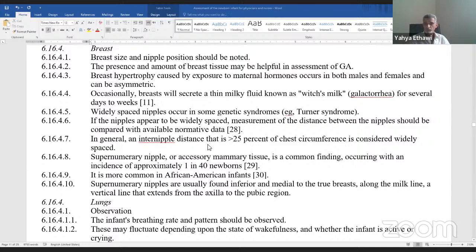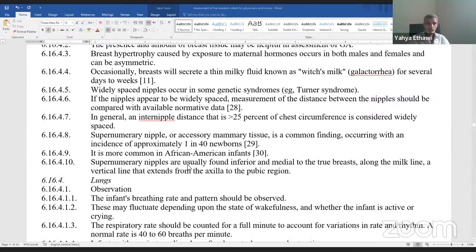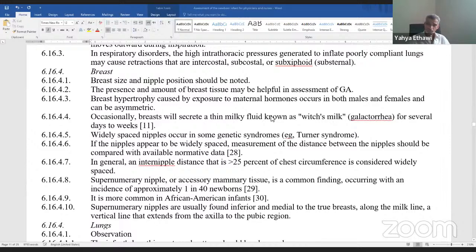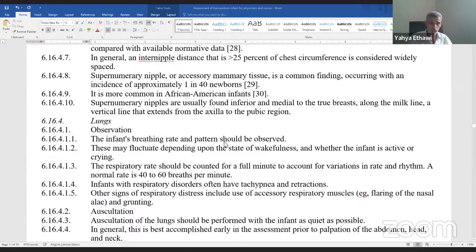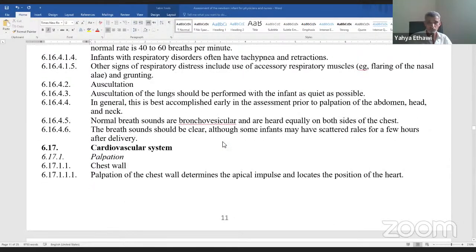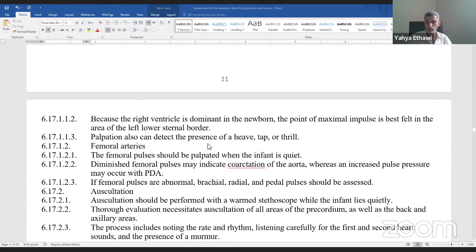Internipple distance, very important to know approximately what it is. In the breast, you have gynecomastia, you have also milk-producing breast, extra breast. These are very important to monitor. Lung: air entry, auscultation. Cardiovascular: palpation, chest wall palpation, and auscultation for murmur.